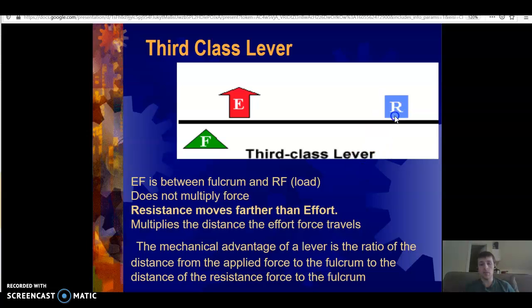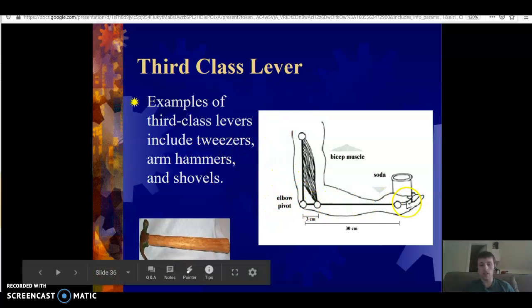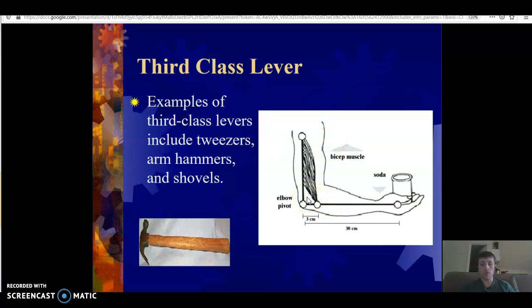So some examples that you might be interested in here are tweezers, hammers, shovels. Your arm, for instance, is a class 3 lever. But more importantly, catapults, which is something we'll be building, is going to use the same exact concept. We want something to be flung really far, so we're going to apply more force to the middle of our lever to create a really long lever arm that throws something really far.